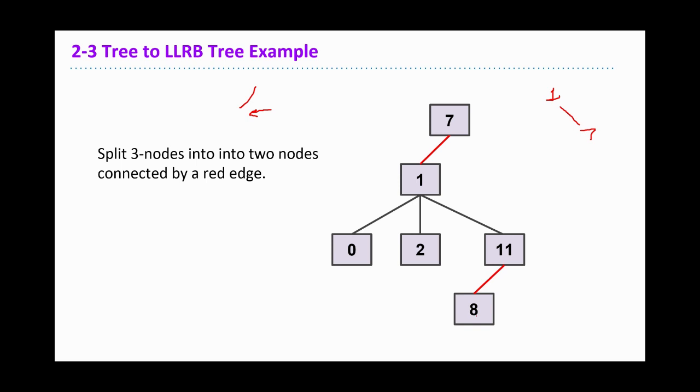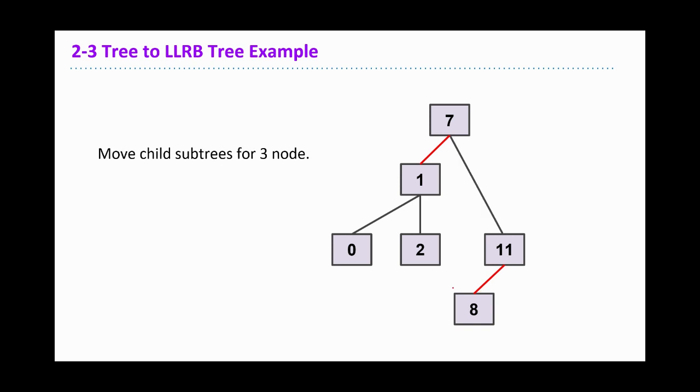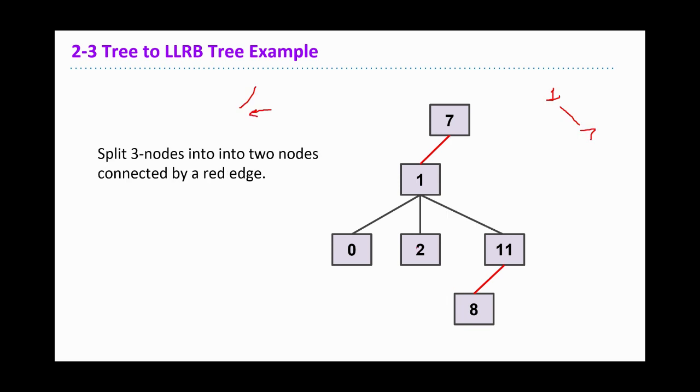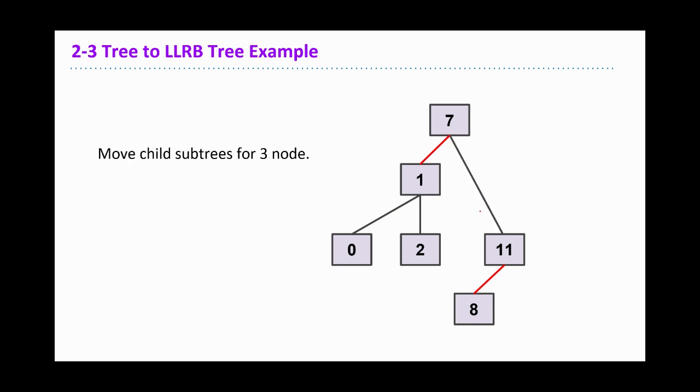So that is not allowed. I hope that makes sense, and you can apply the same rule here where it has to come down because it's a left-leaning edge. Okay, and so next we move the child subtrees for the 3 node. So if you recall the steps that we mentioned earlier, the left 2 children belong to the left parent, and the right child belongs to the right parent.